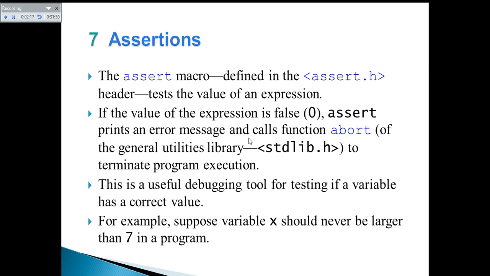For example, suppose variable x should never be larger than 7 in a program. Suppose you have a variable whose value should never be greater than 7, so its value should not exceed 7 in any execution of the program. In those cases, we can use this assert debugging tool.